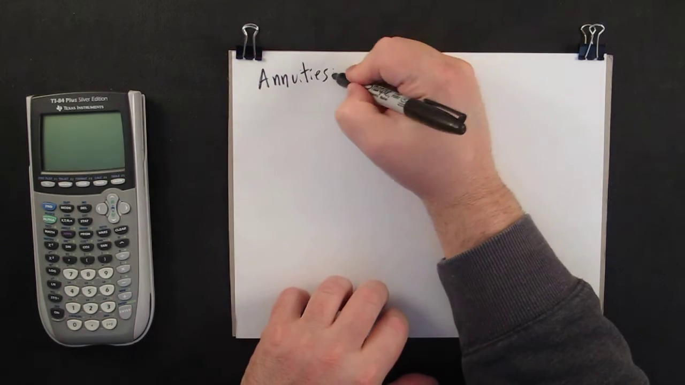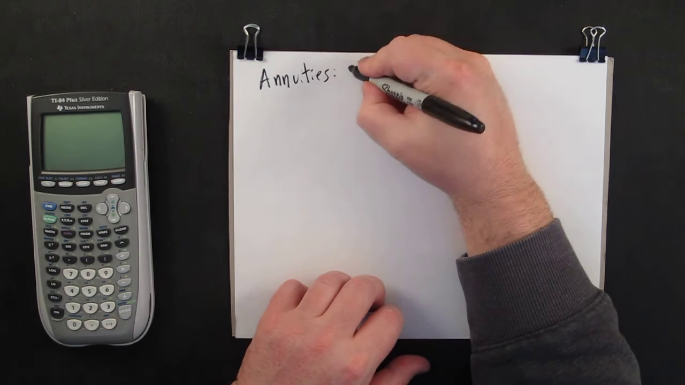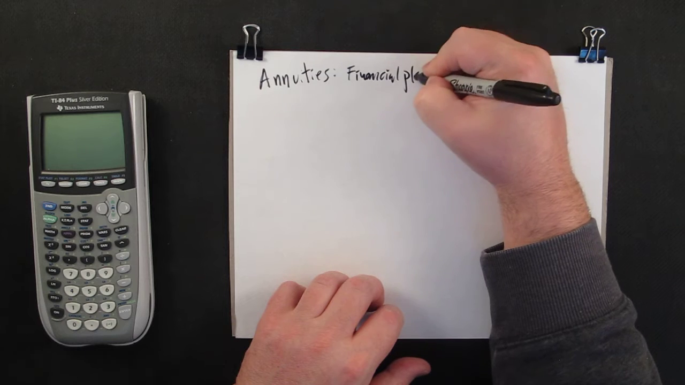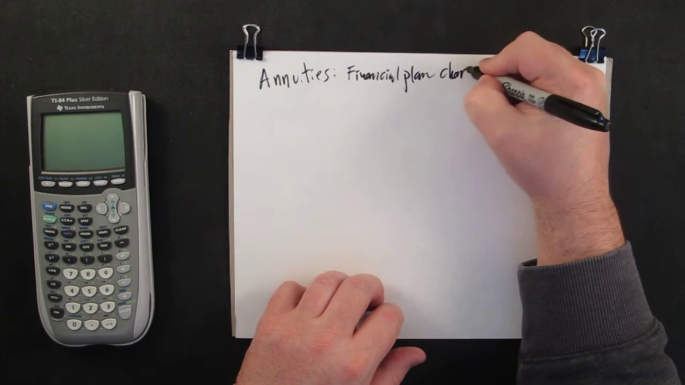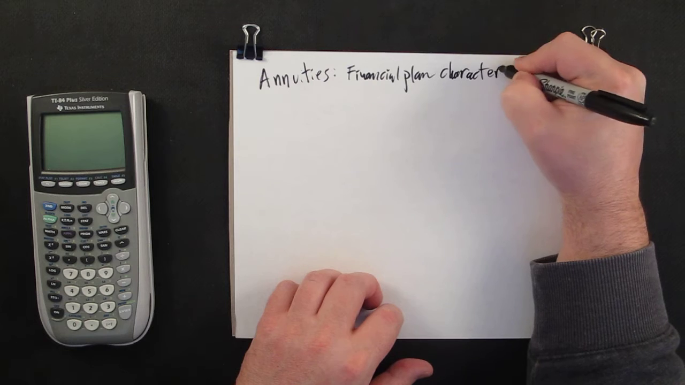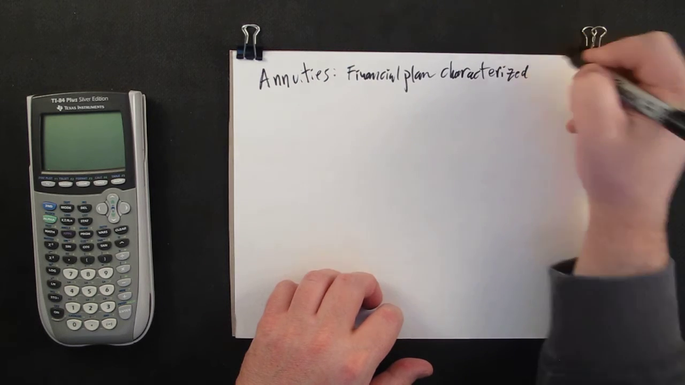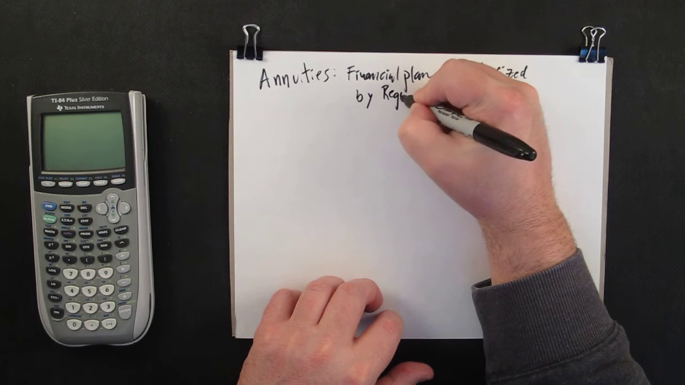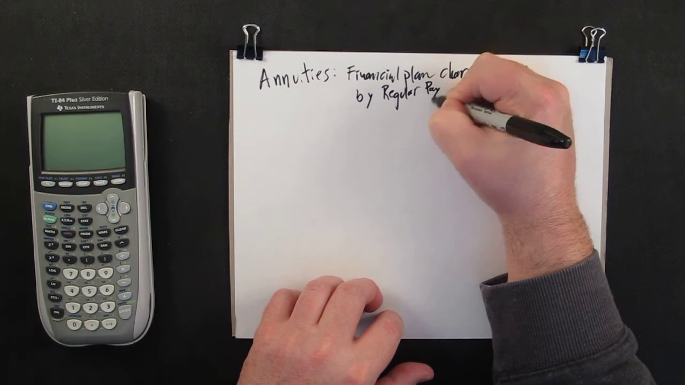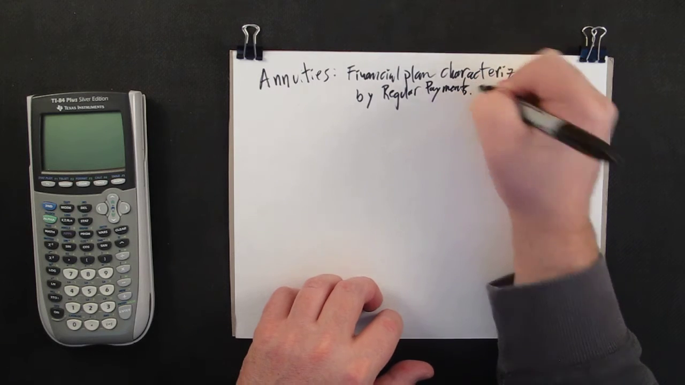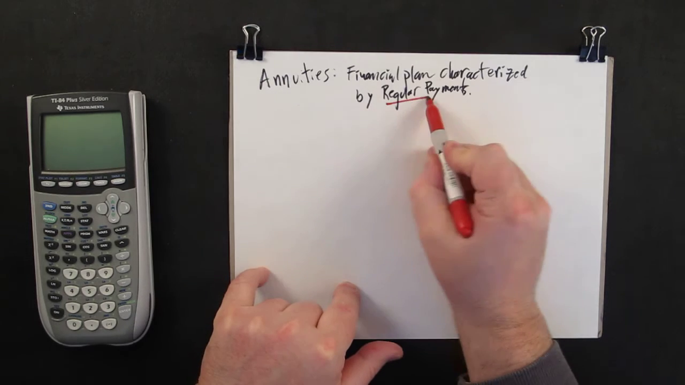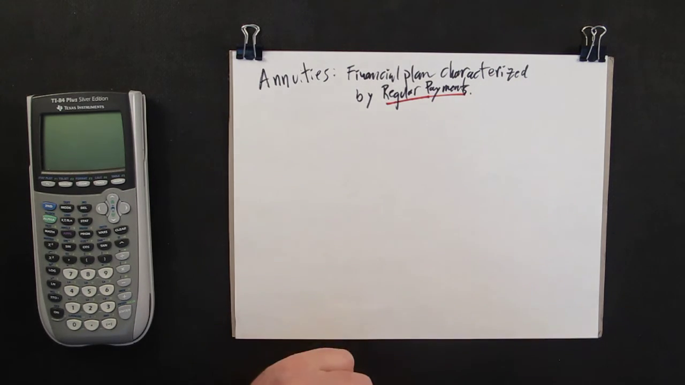Annuities, what are they? Okay, so annuities are a financial plan characterized by regular payments. So that regular payment is very important for defining what an annuity is.